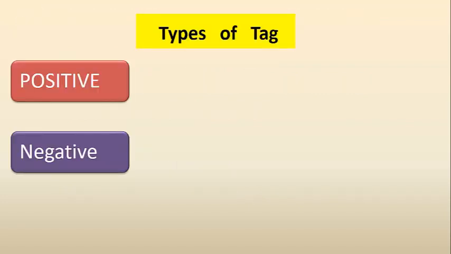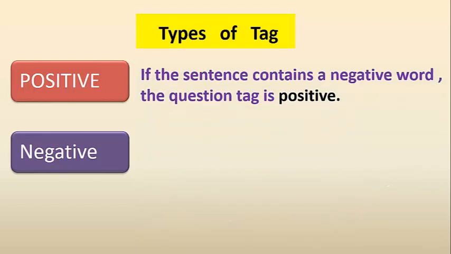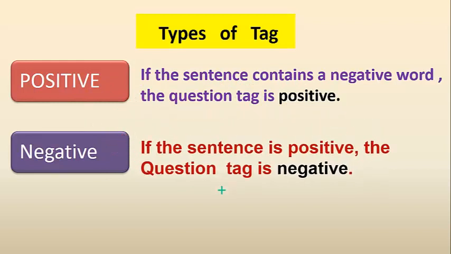So, there are two types of tag, positive and negative. If the sentence contains a negative word, the question tag is positive. But if a sentence is positive, the question tag is negative. Let us look at one example. You have seen that film, haven't you? Haven't you is a question tag and it's a negative question tag.